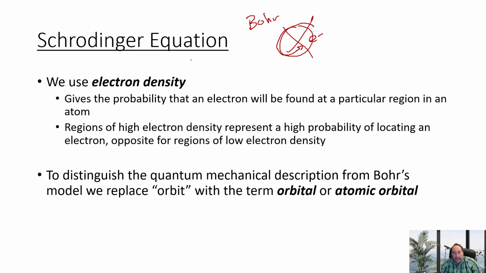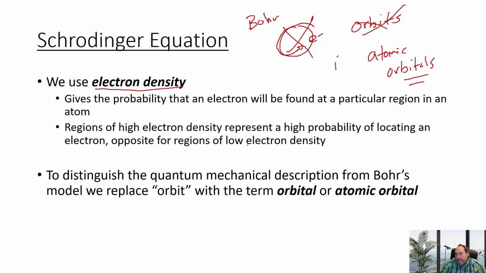So to distinguish between the quantum mechanical description and Bohr's model, we move away from the idea that electrons are in orbits to this idea that electrons are in what are referred to as atomic orbitals. And atomic orbitals are essentially electron density maps. They're theoretical descriptions of where in an atom there's a really high probability of finding an electron.